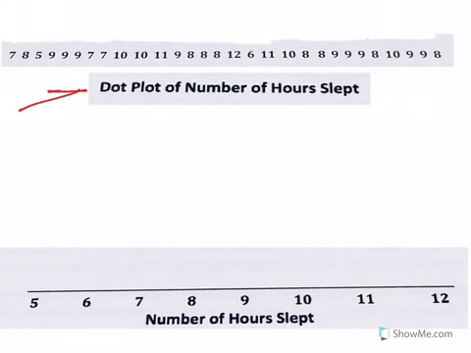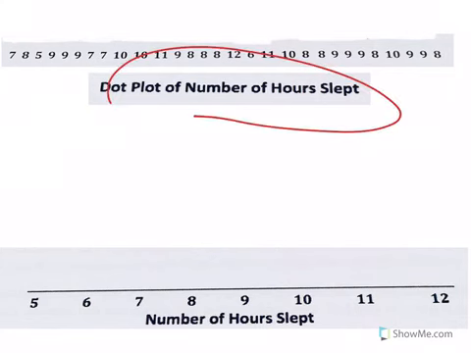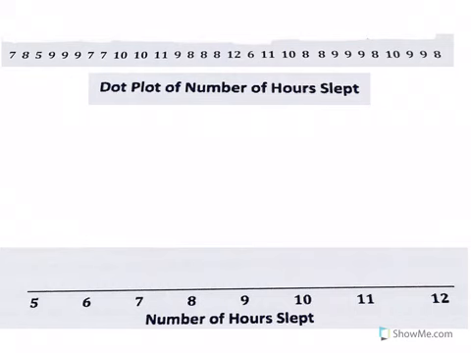Okay, we also have to have a title. Always have to have a title. So we have our title, and we have our label down here telling us what those numbers are. So I'm just going to start going through the data. And I'm going to do little X's instead of dots because I think they're easier to see. But, whatever works for you as long as it works, right?